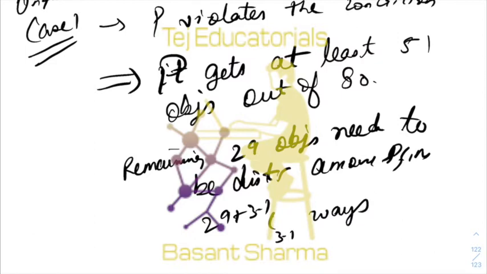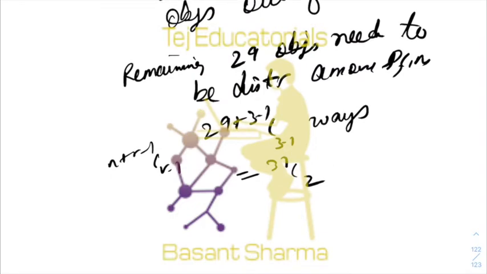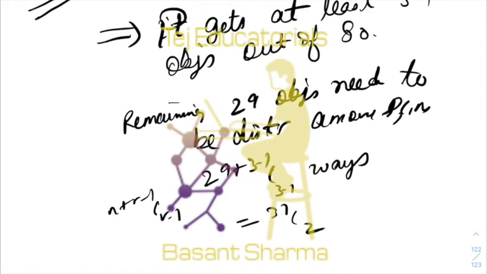Now there is no restriction. Once you give at least 51 objects to P, now you distribute the remaining 29 objects amongst P, C and M in these many ways, N plus R minus 1 C R minus 1 ways. This is 31 C2, and this you can do for each of chemistry and maths also. So unfavorable cases is 3 into 31 C2.